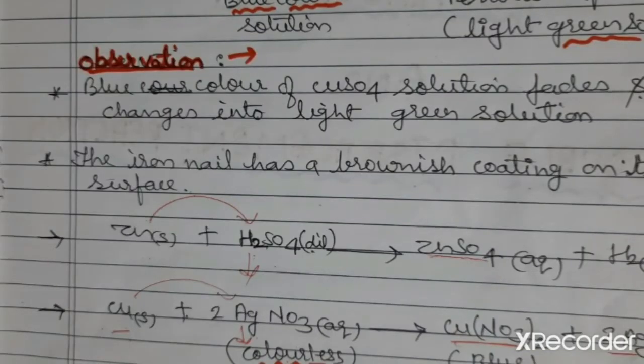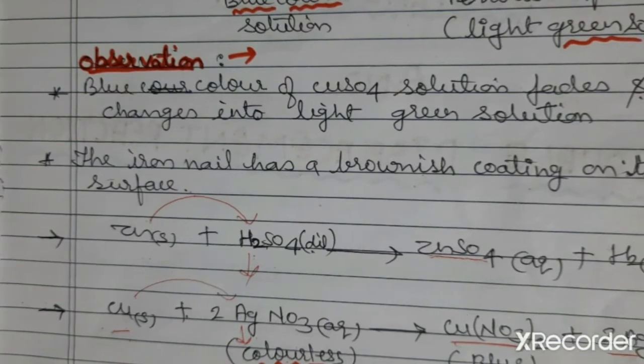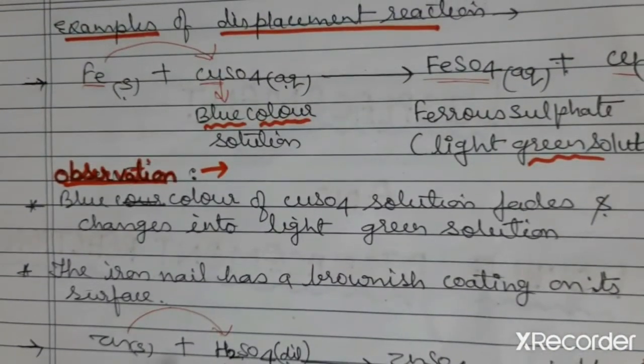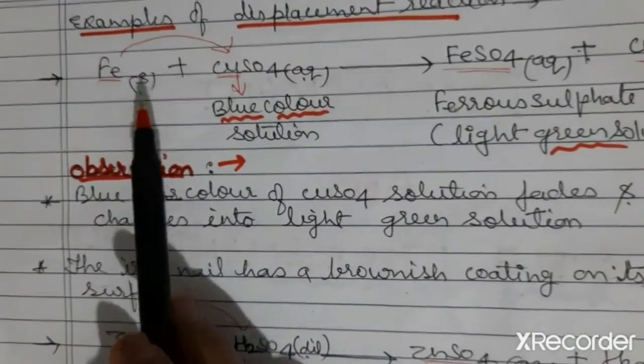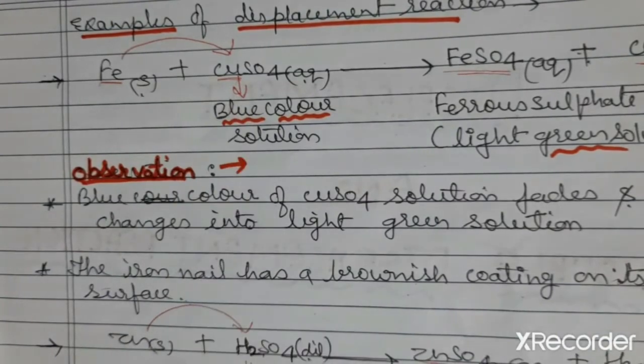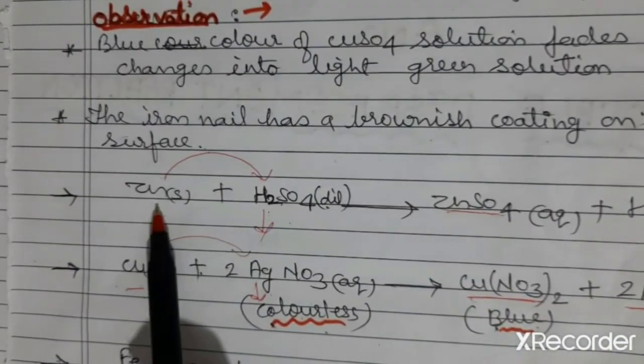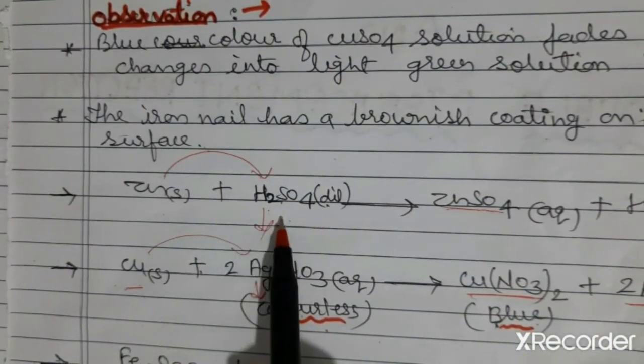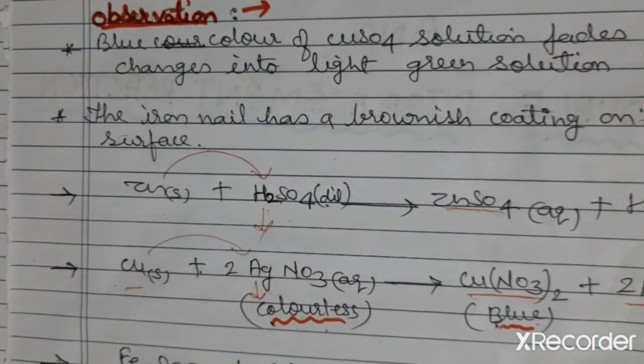Here you must be thinking, how do we get to know which metal is more reactive and which metal is less reactive, because displacement reaction is totally based on the reactivity of metals. A more reactive metal displaces a less reactive metal. In all the given examples, a highly reactive metal is displacing a less reactive metal. So how do we get to know which metal is highly reactive and which is less reactive? To know this, we have the reactivity series.